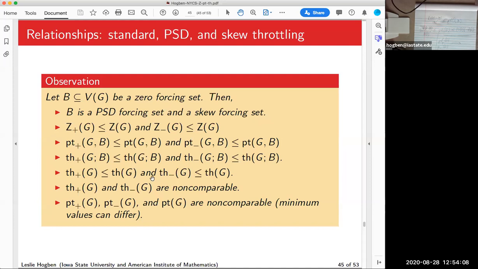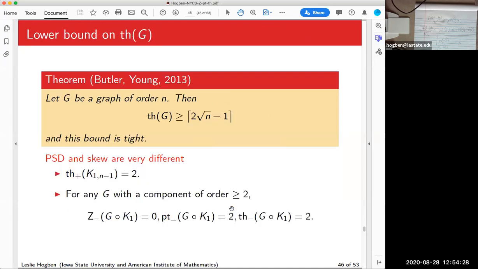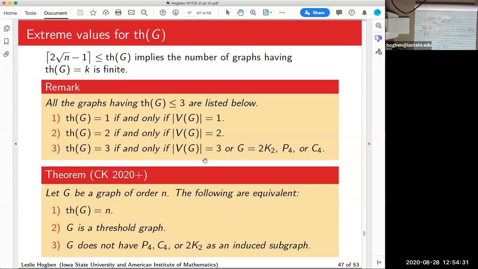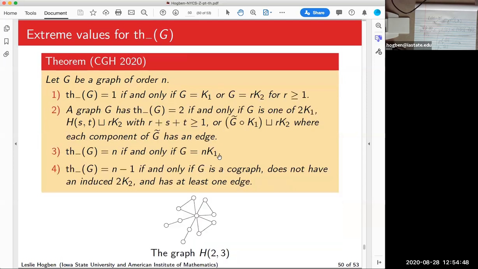PSD throttling is less than or equal to standard. Skew throttling is less than or equal to standard throttling. PSD and skew are non-comparable, and the propagation times for standard, skew, and PSD are non-comparable because the number of vertices you're using differs. One of the things that gets studied for all of these, not just throttling, is extreme values. So there are here in the slides some of the extreme values for throttling, but I'm not going to go through these in detail.